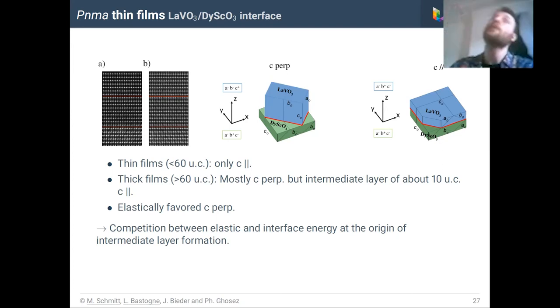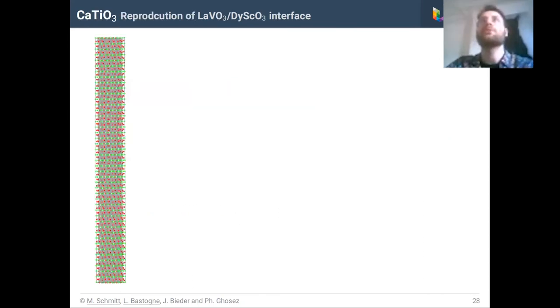But if it becomes thick, it makes the long orthogonal C axis out of plane, but there are some 10 unit cells with the in-plane axis preserved close to the interface. And the analysis was, okay, probably the C orthogonal phase is favored elastically, and there is some competition at the interface. So we tried to reproduce that with the second principles model.